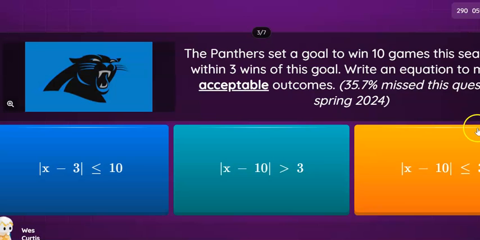Again, not necessarily a true story. The Panthers set a goal to win 10 games this season or within 3 wins of this goal. So their target is 10. They want to be off by less than or equal to 3. They're okay if they're off by 3, whether it's plus 3 or minus 3. They're happy. So this is the little scenario.